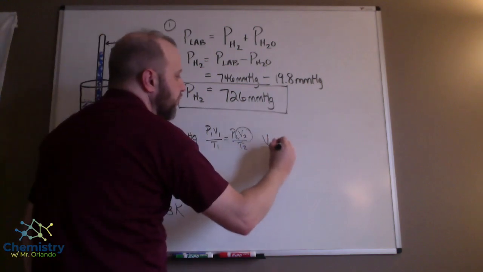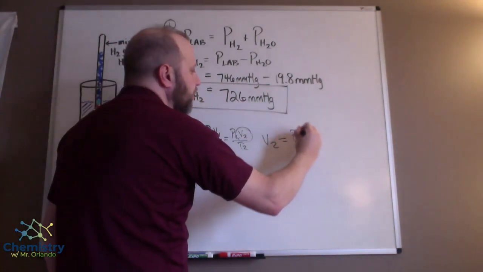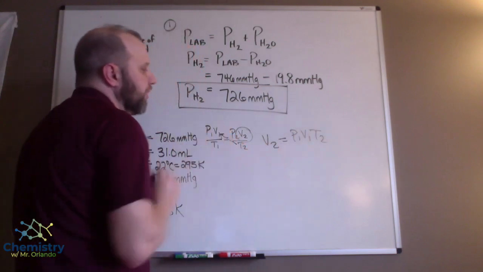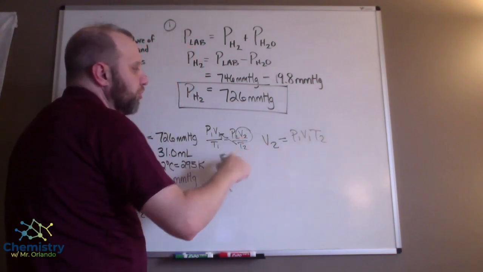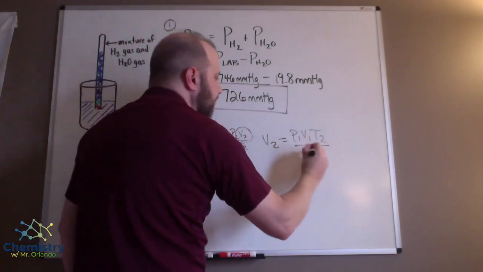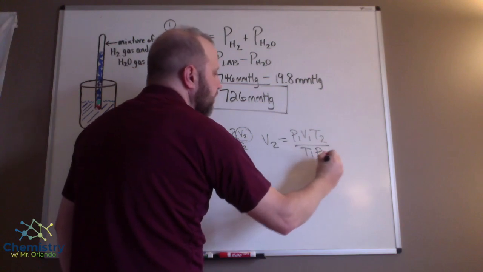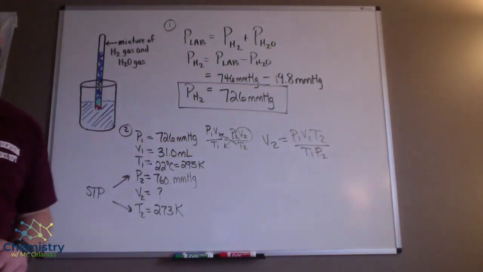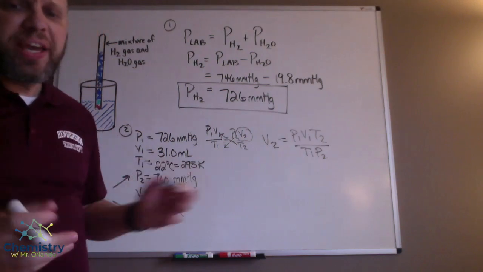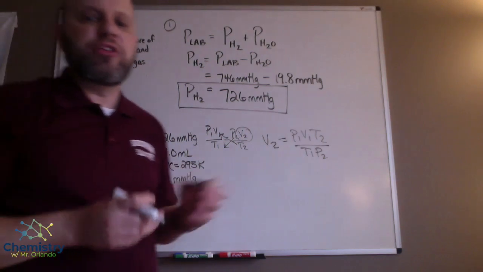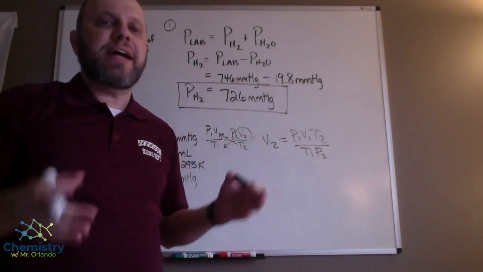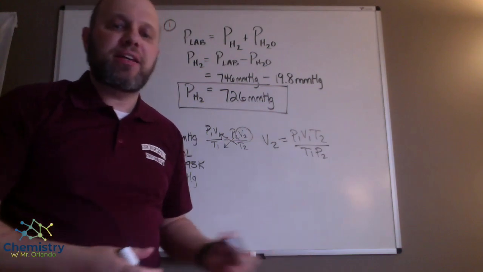So V2 is going to equal P1 V1 times T2. So this T2 comes up here, solving for V2. And on the bottom, this P2 comes down here, so I'm going to have T1 times P2. Hopefully everyone's following along. Okay, so the next thing that we need to do is solve for this volume. And remember, this is the volume that is corrected for STP conditions.